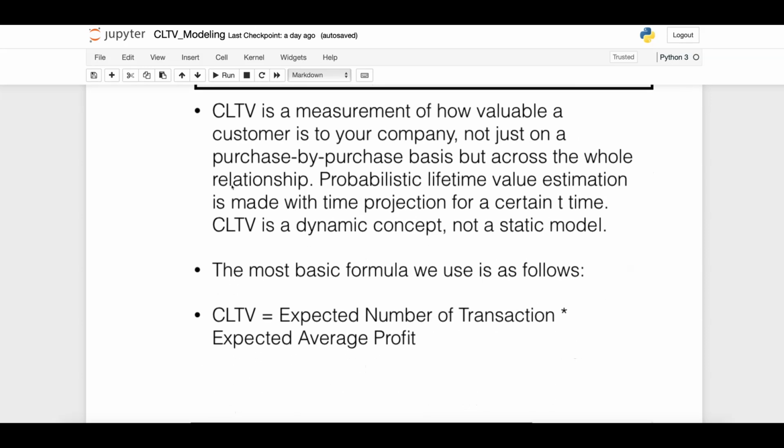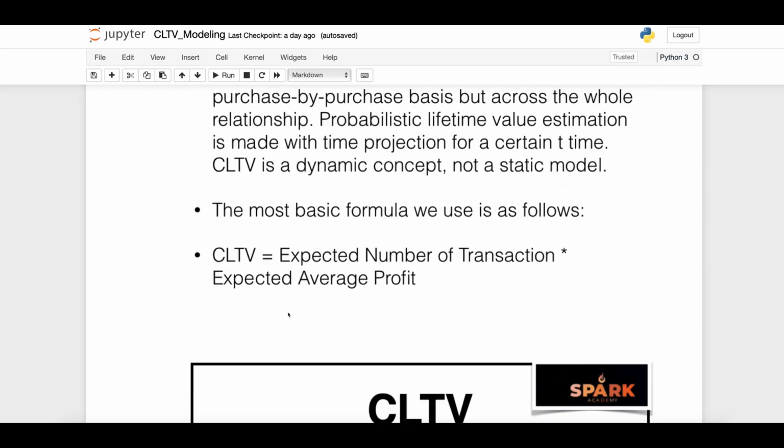The most basic formula we use is CLTV is the expected number of transactions times the expected average profit. So let's say the expected number of transactions for a given customer is 3 and the average profit is $10. Your CLTV for that customer is 30. Likewise, it would depend on the recency of that particular customer. If that customer comes in 5 times a month, then times the average profit it becomes $50. That's the CLTV for that customer.